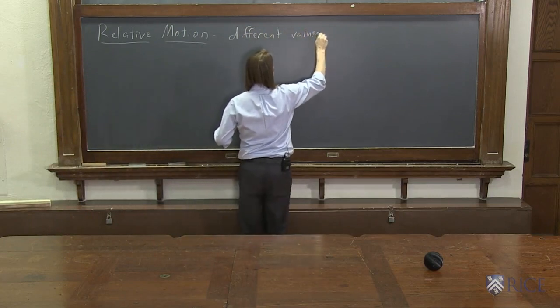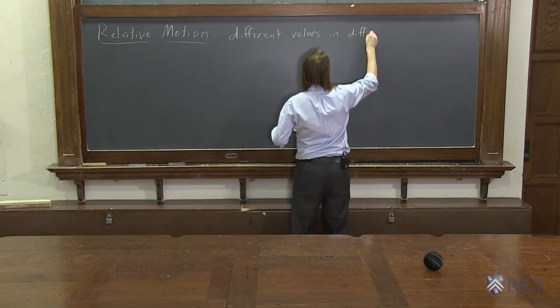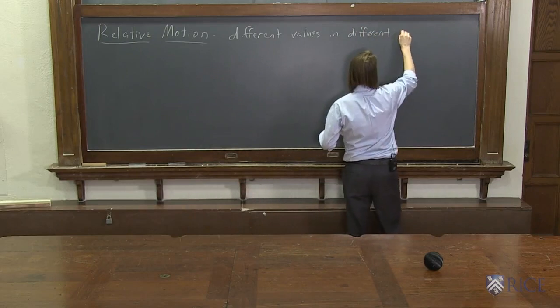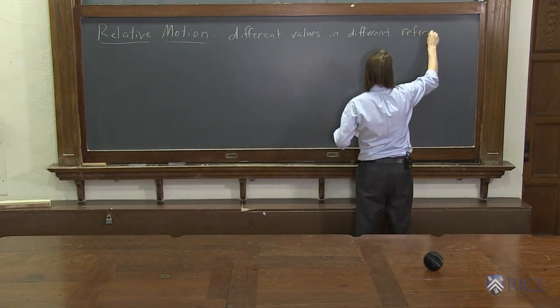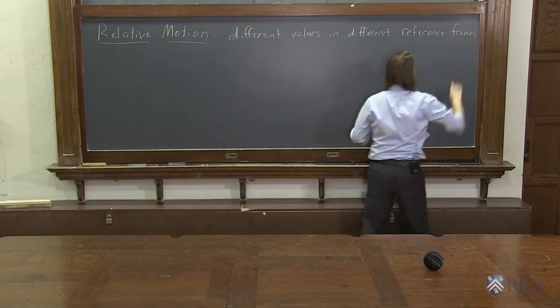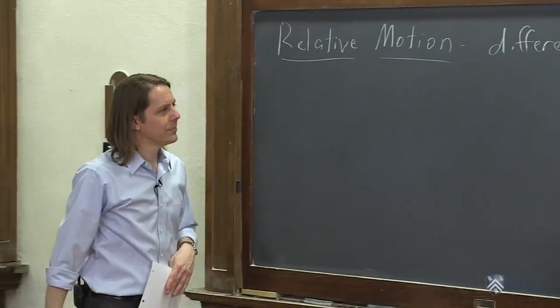values in different reference frames. What is my simple definition? Reference frames. The thing is moving how it's moving. It's just how we describe it would depend on our frame of reference.